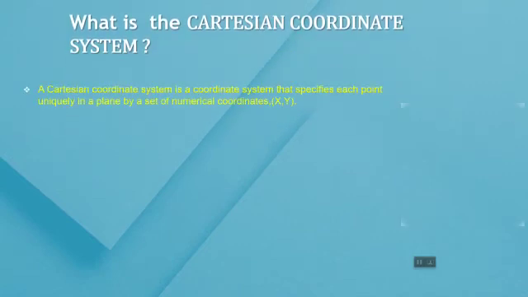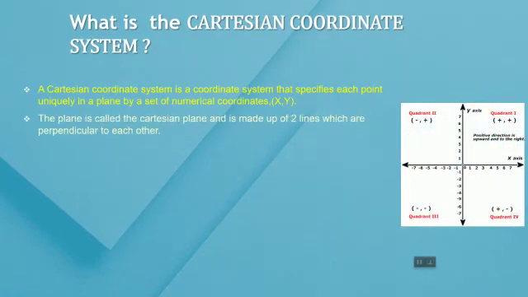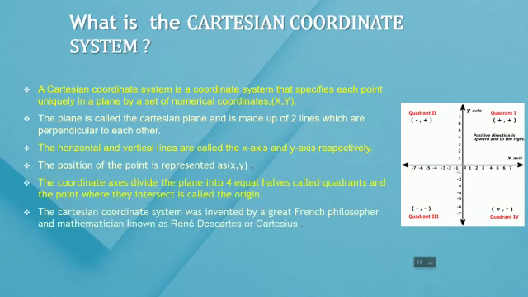So, what is the Cartesian coordinate system? Well, it is an arrangement to locate any point on a plane that is made by two vertical and horizontal number lines. These coordinate axes intersect at a point called the origin and form four quadrants. The horizontal and vertical axes are called the x and y axes respectively. The quadrants are called the first quadrant, second quadrant, third quadrant, and fourth quadrant. This system, known as the Cartesian coordinate system, was invented by a great French philosopher called Mr. Rene Descartes, or he is frequently known as Cartesius.